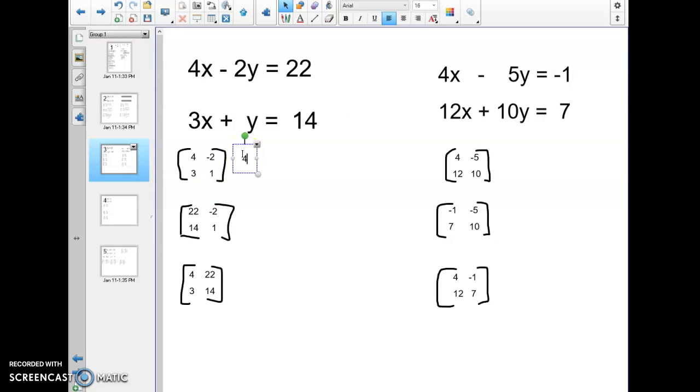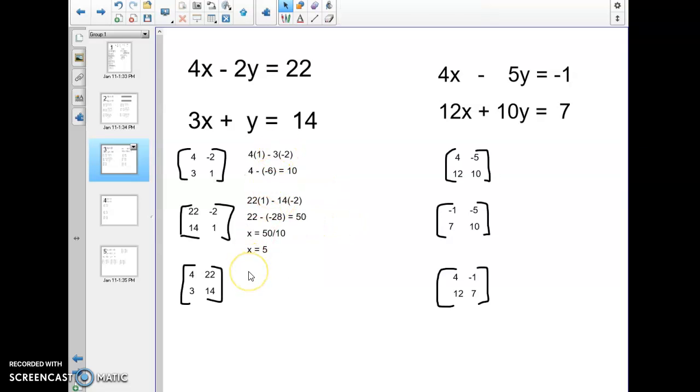Here, 4 times 1 minus negative, or 3 times negative 2. Oh, that's 4 minus a negative 6. We're looking at 10. Here, 22 times 1 minus 14 times a negative 2. 22 minus a negative 28 is equal to 50. My x equals 50 over 10, and my x equals 5.